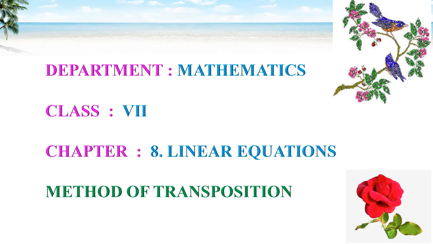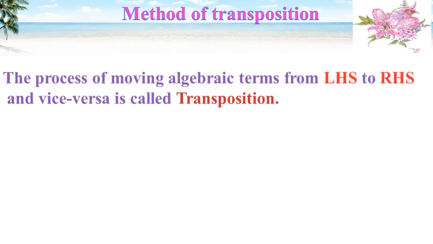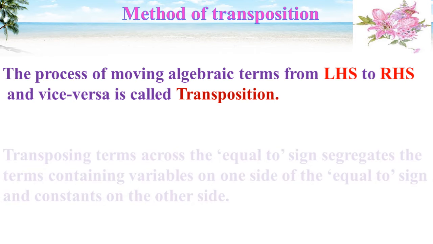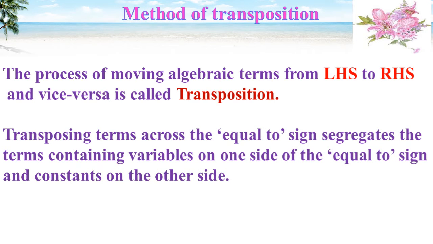In this session, we are going to learn 7th Standard Mathematics, Chapter 8, Linear Equations, Method of Transposition. Let's see the method of transposition. The process of moving algebraic terms from LHS to RHS and vice versa is called transposition. Transposing terms across the equal to sign segregates the terms containing variables on one side of the equal to sign and constants on the other side.